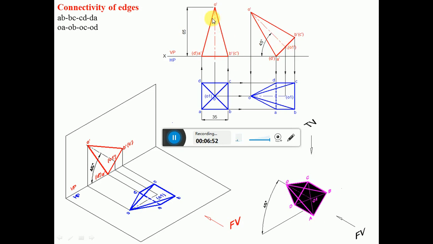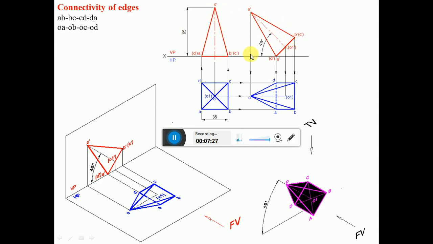Since this axis is perpendicular to A dash B dash, using the protractor measure an angle of 90 degrees with respect to the inclined line A dash B dash, and then draw that perpendicular line to the inclined line A dash B dash. Then measure the length from O1 dash to O dash. From O1 dash mark that point here to get O dash. Then complete this triangle exactly the same as in the first position.